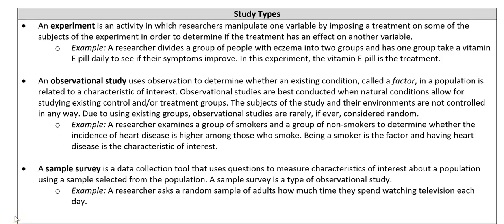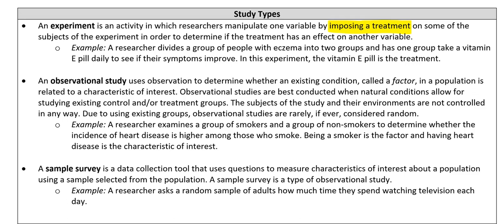Now we're going to look at different types of studies that can be conducted to collect information. So the first type is an experiment. This is an activity in which researchers manipulate one variable by imposing a treatment on some of the subjects of the experiment in order to determine if the treatment has an effect on another variable. So it is important that we are imposing a treatment. That's what tells us that this is an experiment. The researcher is actually making the group of people do something.